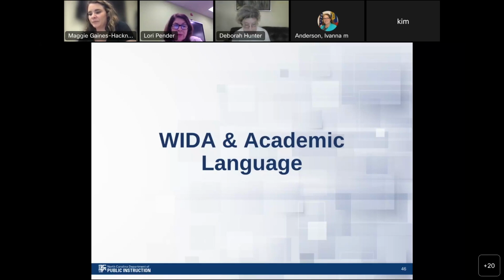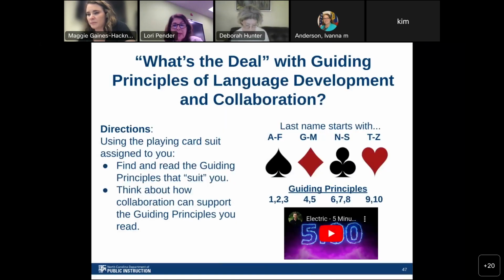So we know that North Carolina is a WIDA state, and of course we follow the WIDA ELD standards, and we want to make sure that we highlight this. So this is the section that we're going to look at. So quickly, and we may reduce this time just a little bit, I want you to look at this slide. What's the deal with guiding principles of language development and collaboration?